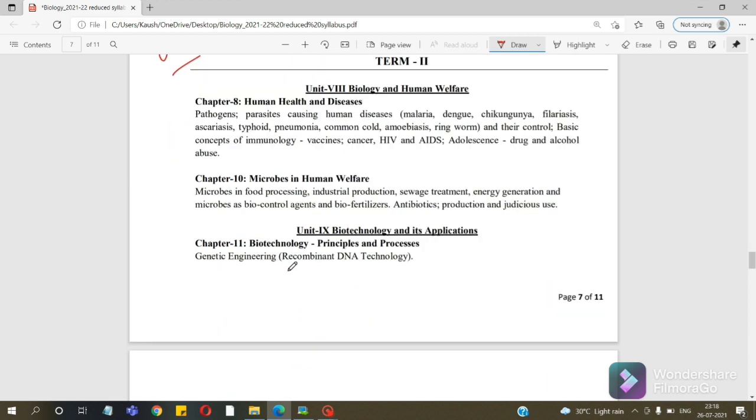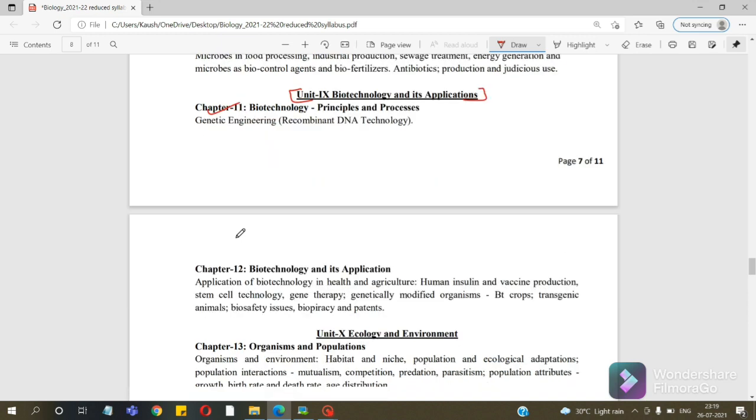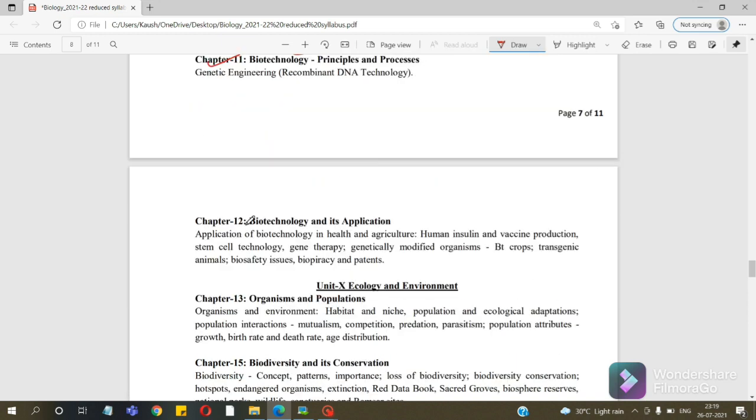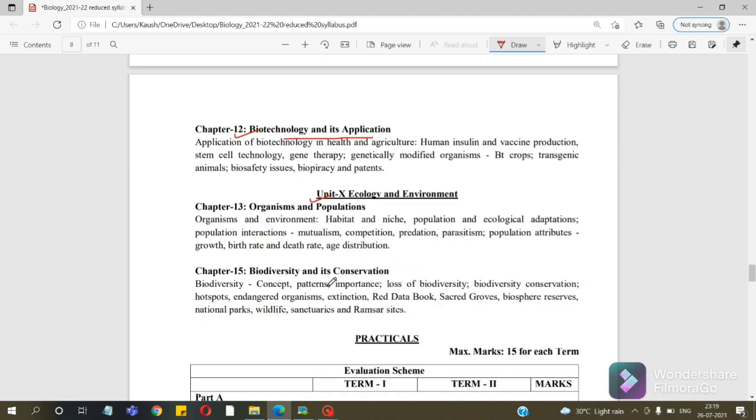In Term 2 we will have chapter 8 from unit 8, biology and human welfare. From this unit the human health and disease chapter will be there, and in chapter 10 we will have microbes in human welfare. From unit 9, biotechnology and its application, chapter number 11, biotechnology principles and processes, and chapter number 12, biotechnology and its applications. And chapters 13 and 15 from unit 10, ecology and environment. In this unit, organisms and populations will be there, and biodiversity and its conservation will be there.